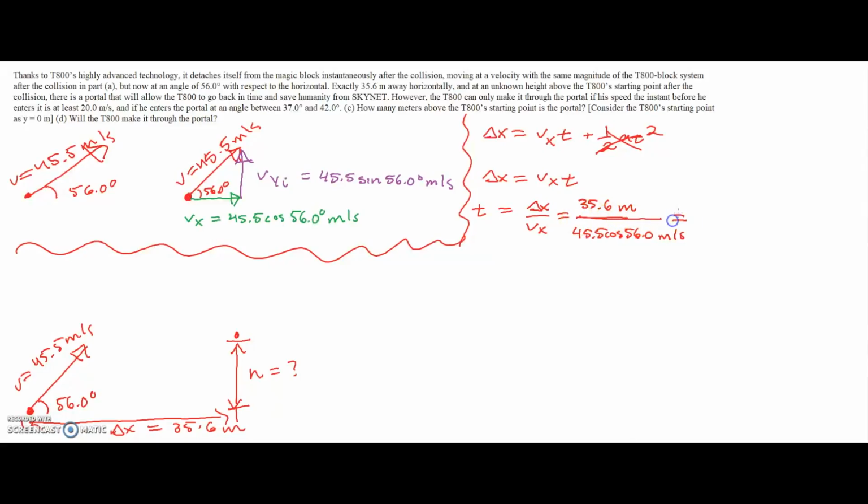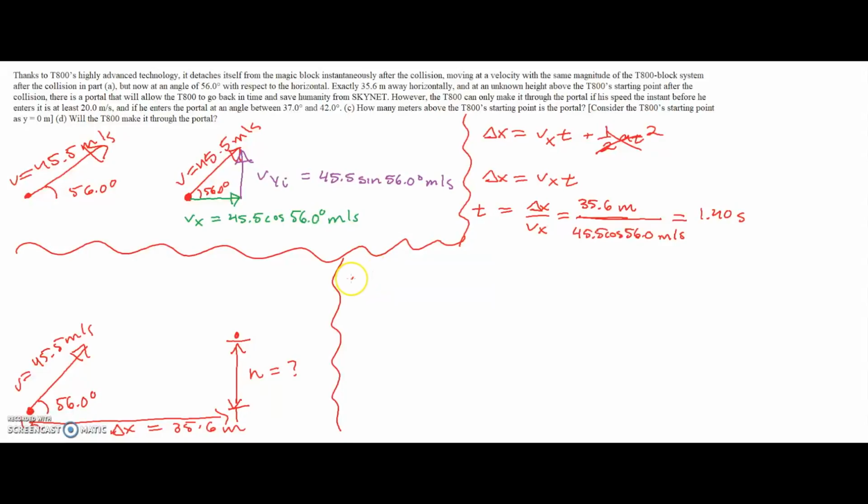And we're going to find that the time it takes for the T800 to hit the portal is 1.4 seconds. Alright, so now that we have the time, let's figure out what the change in y is. This first part of the question, which we used to find the time, was the x component. But now we're going to find the height, so we have to use the y component of velocity.